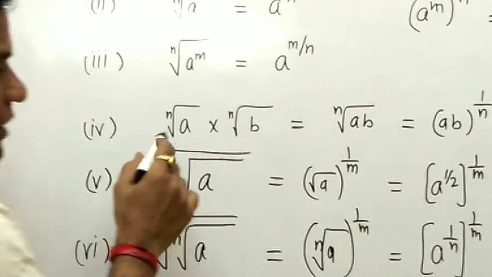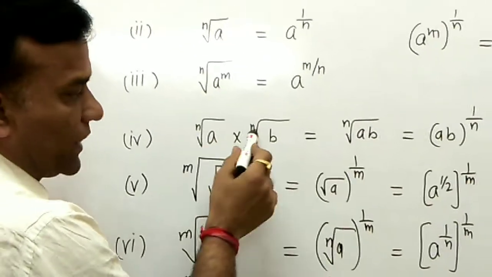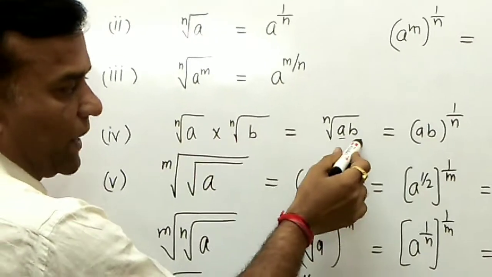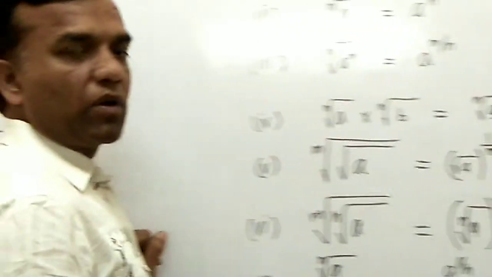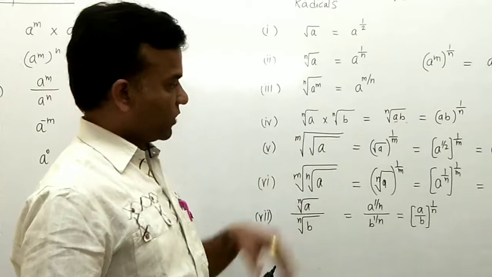Similarly, suppose the root is the same, nth root, but the inside values are different. Then both values are multiplied, and since the root is the same, you again hold it to the power 1 by n because the root value is n. So you write down the reciprocal form of n, that is 1 by n.